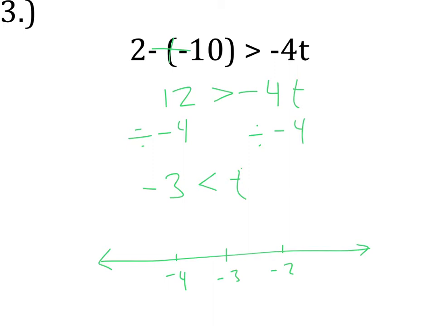We have an open dot at negative 3 because we're not including that value. It's just less than, not less than or equal to. Now let's try some test points. Let's take negative 2 and plug it in.